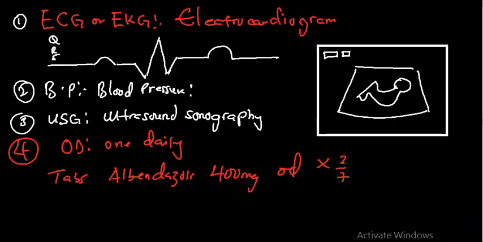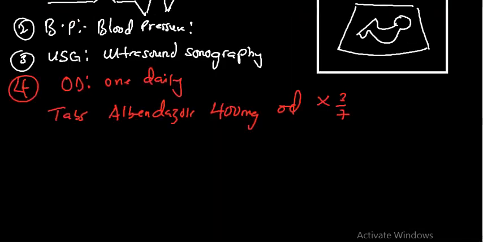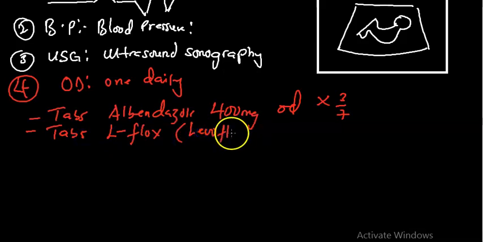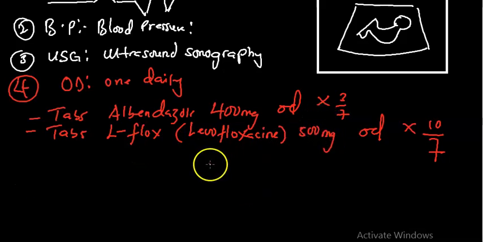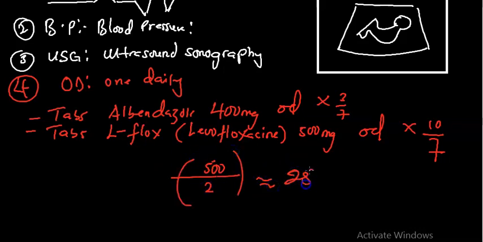Another example of drugs which can be taken OD, which is once daily, we have the TABS L-Flox, which is a short form of levofloxacin. Each tablet here contains 500 milligrams. This particular drug can also be taken OD multiplied by, let's say, 10/7. But remember, this 500 milligram is the adult dosage. If you say 500 divided by 2, this is simply going to be 250 milligrams. This is the children's dosage.